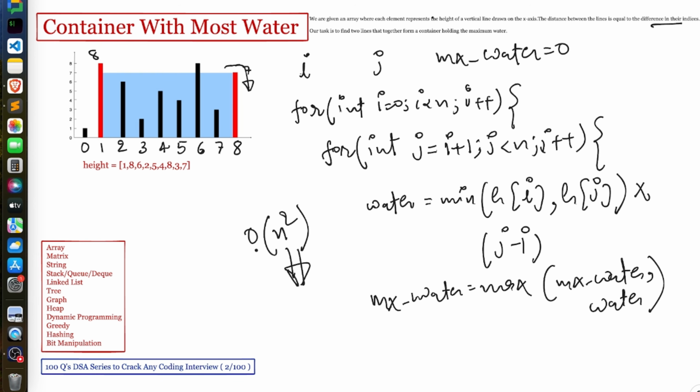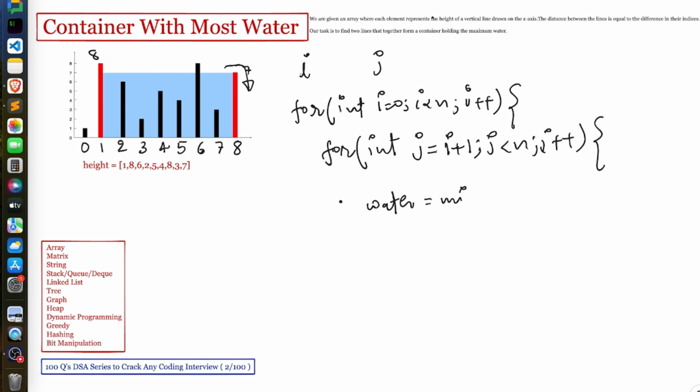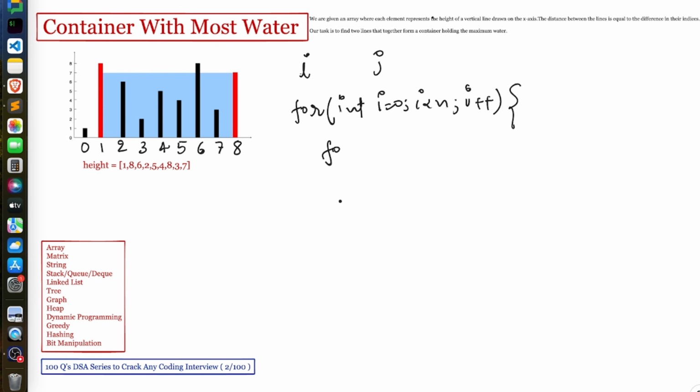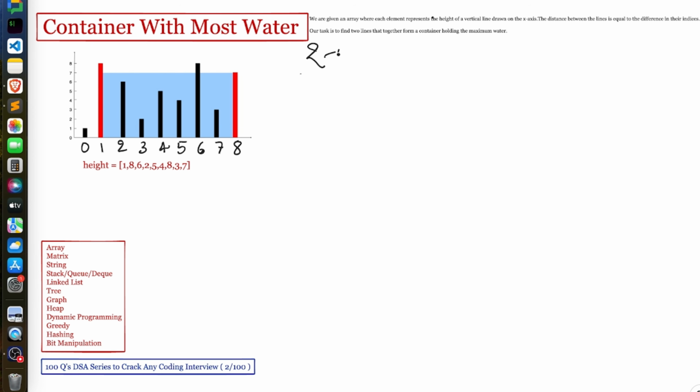So we can optimize this from order of n square to order of n using two pointer. Let's see how. In the two pointer approach, as the name suggests, you would be having two pointers, right? One would be the left pointer and one would be the right pointer. So let's say this is the left pointer and this is the right pointer. Initially the left pointer would start from 0 and the right will start from index n minus 1.